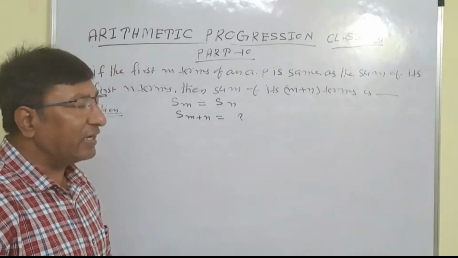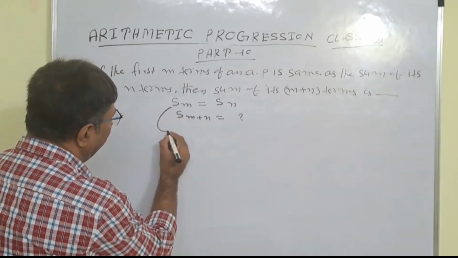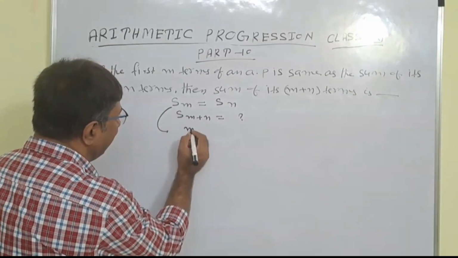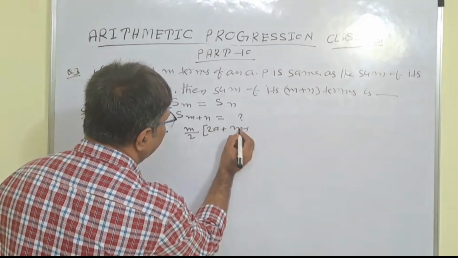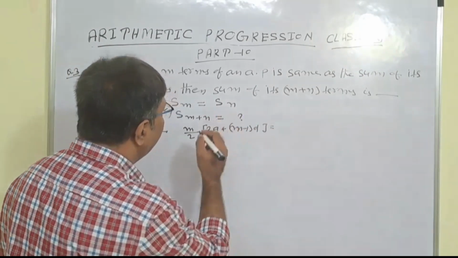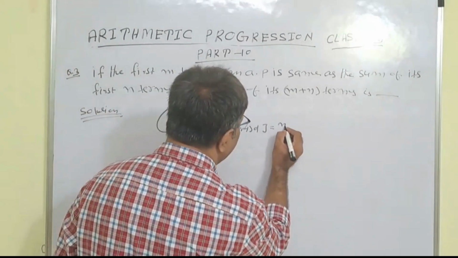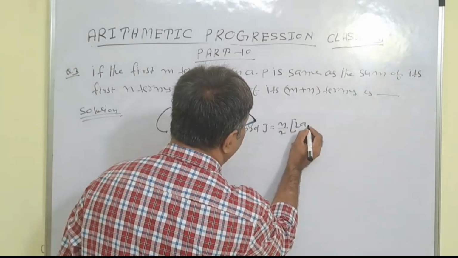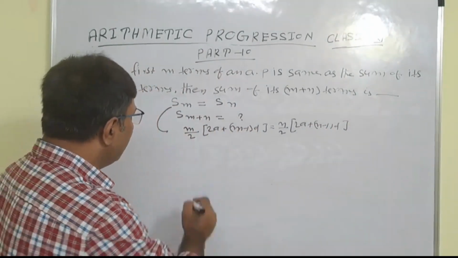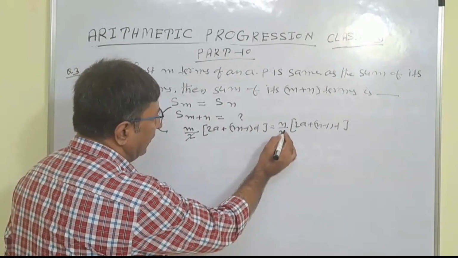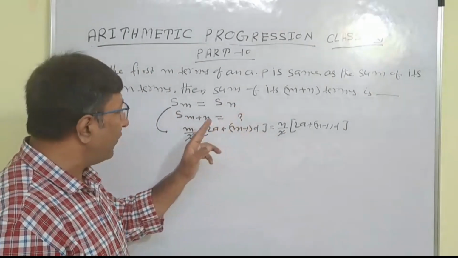Right? So for this type of question, the simple technique is what? See, we know the sum of m terms is what? n by 2, so n is m here, m by 2 into 2a plus m minus 1 into d. Similarly here, the sum of n terms is n by 2 into 2a plus n minus 1 into d. Okay. Now this 2 and 2 cancel out.